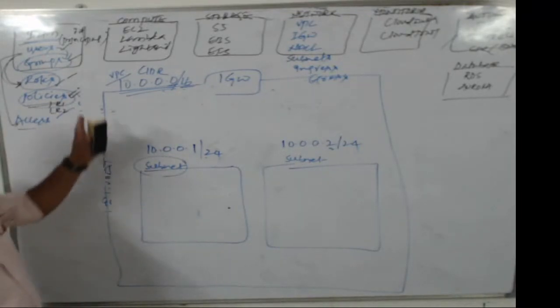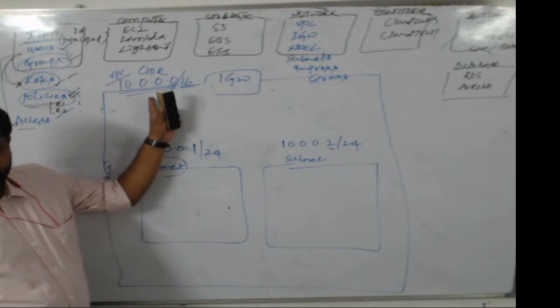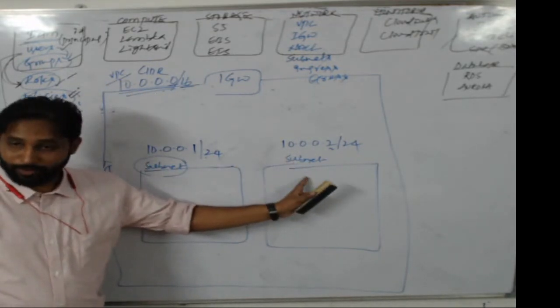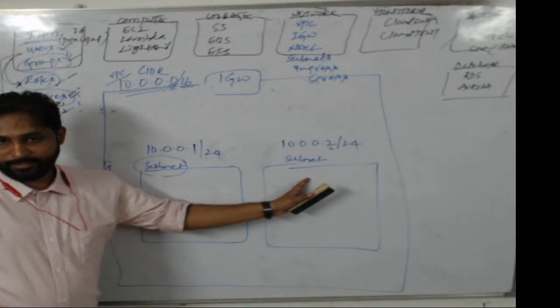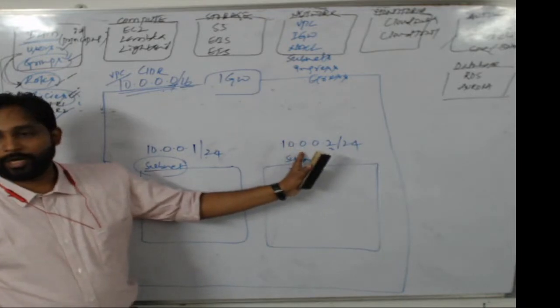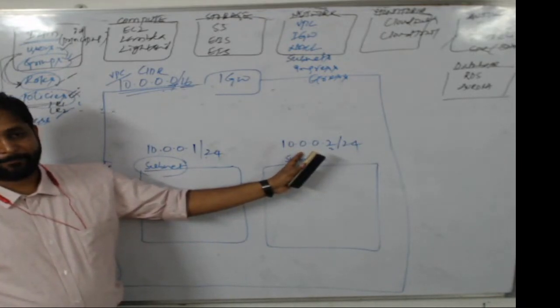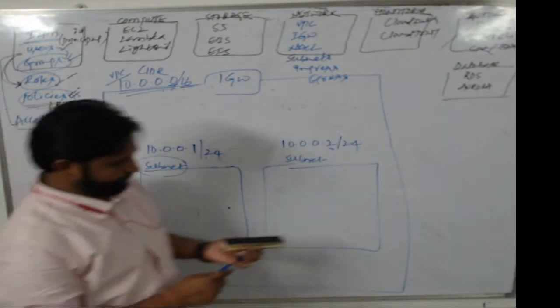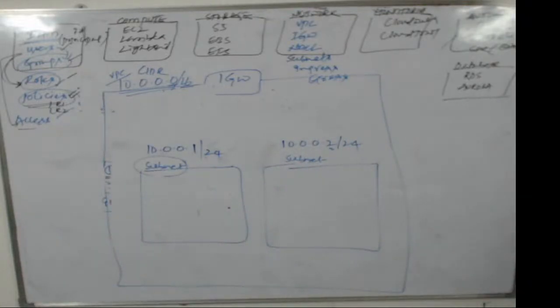All right. So a VPC has a CIDR range. A subnet also has a CIDR range. Subnets within a VPC should not overlap. All right. Now let's look at the next component.